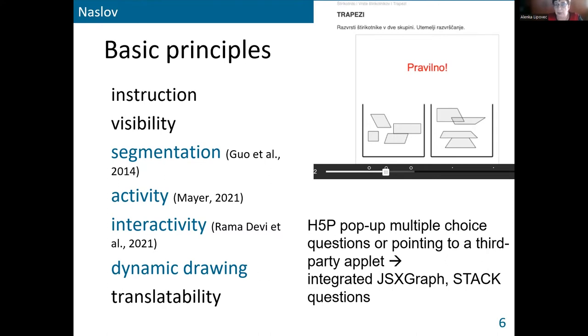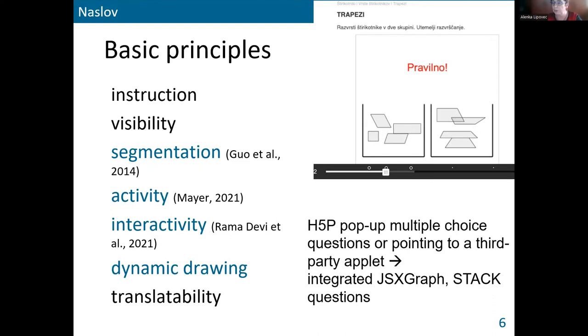So segmentation, splitting the video in parts and saying in some parts, now you have to do that, or asking some questions, is already connected to the activity and interactivity. When you stop on a bookmark, you can ask the student some questions and they answer, and you can also give a feedback. Or the student can also have integrated applet or STACK questions.